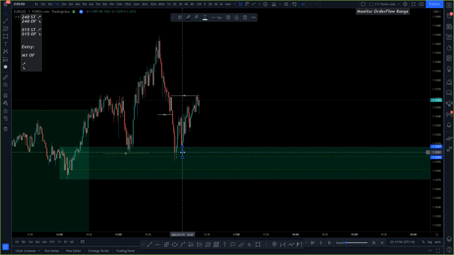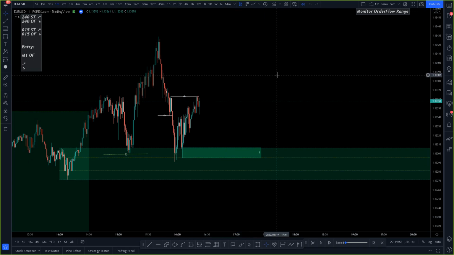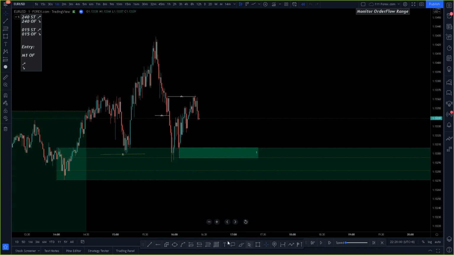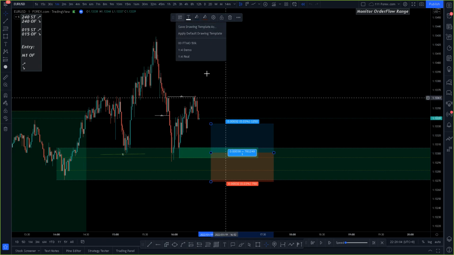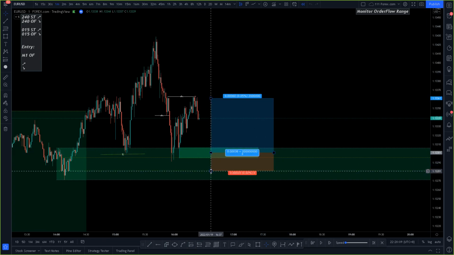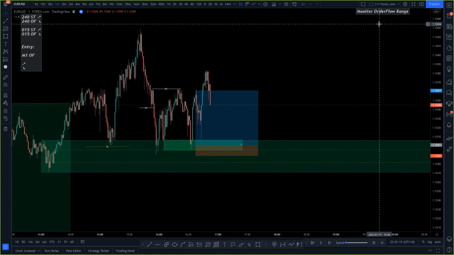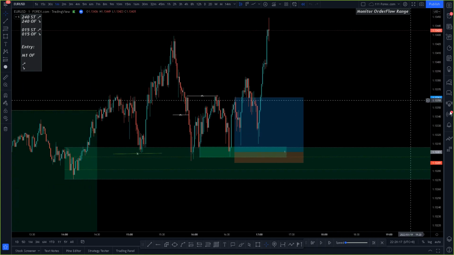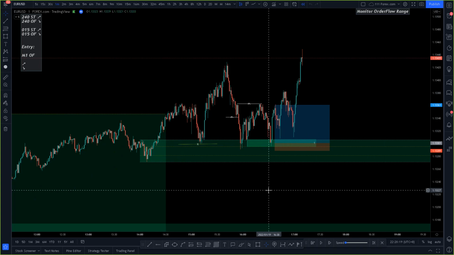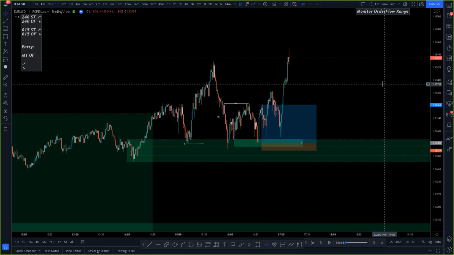So in this trade, yep, M1 demand, and when price taps into this, we can hit the buy, right? So yep, the price just flew through. Yeah, pretty clearly, right?